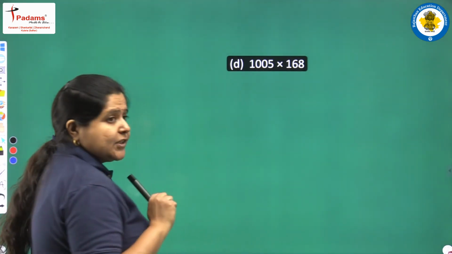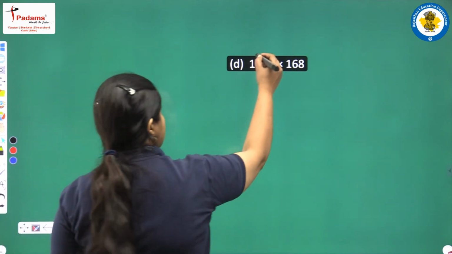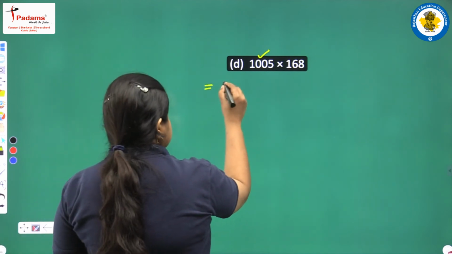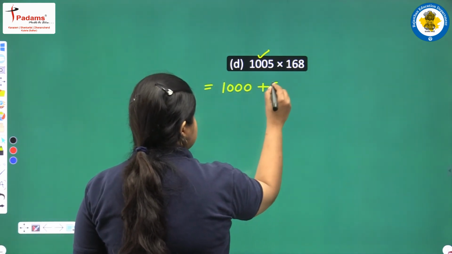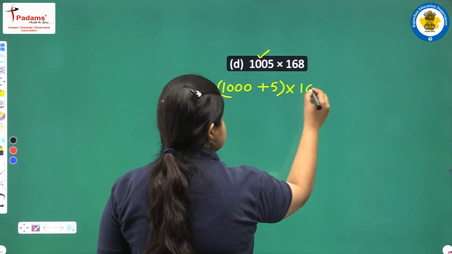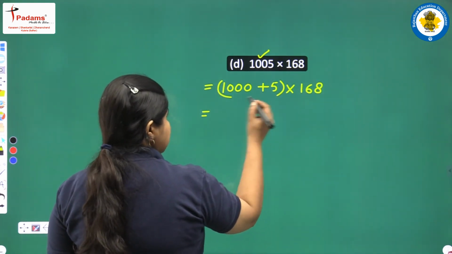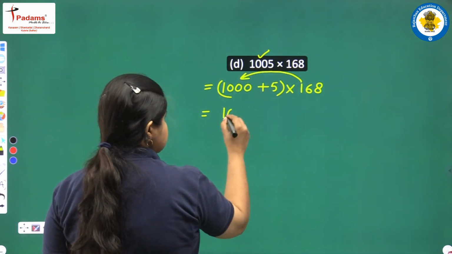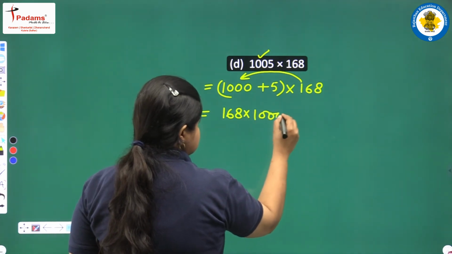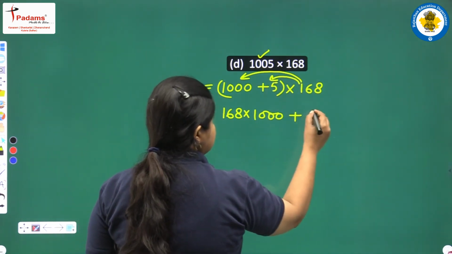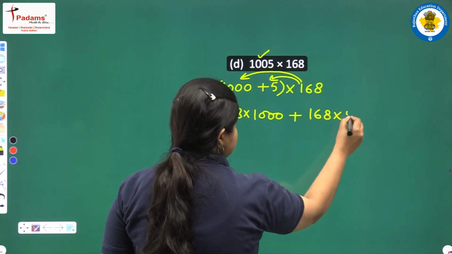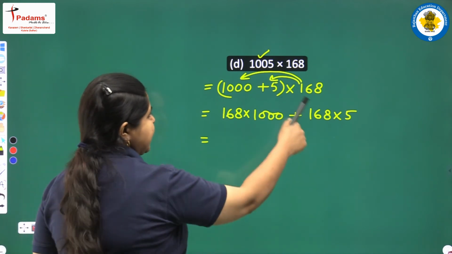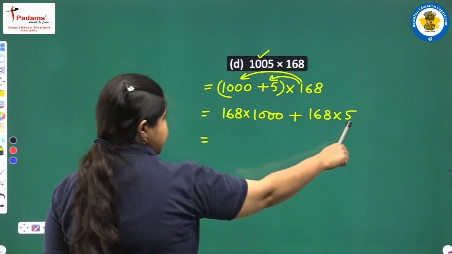Then we take up this part. Here again, which number should be broken up? Clearly this one, because this will give us the sum of 1005. So we write it as 1000 plus 5 into 168. Again we will apply the distributive property. This 168 will be multiplied to 1000 first, and then it will be multiplied to 5. 168 into 5. Because multiplication by 1000 is again easy and multiplication by 5 is again easy. A single digit number, it's 5.